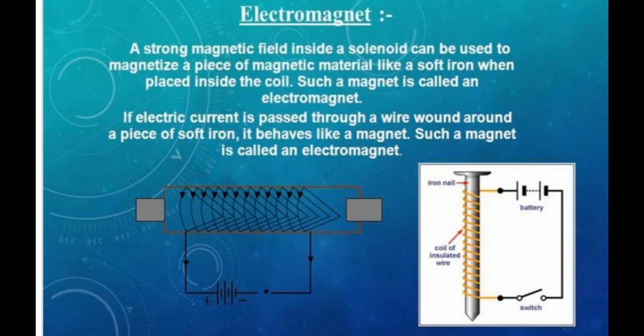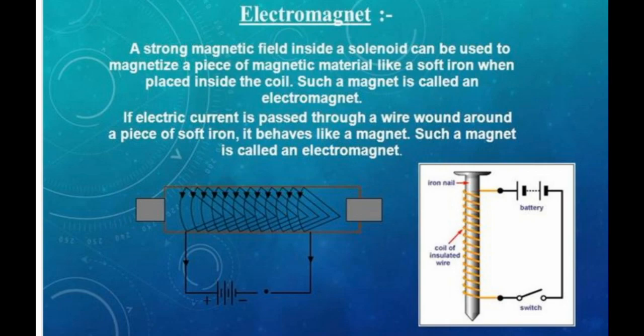An electromagnet is a solenoid with a soft iron core. It is usually prepared by placing a soft iron core in a solenoid, or by winding a large number of turns of insulated wire, generally insulated copper wire, around a cylindrical soft iron core.